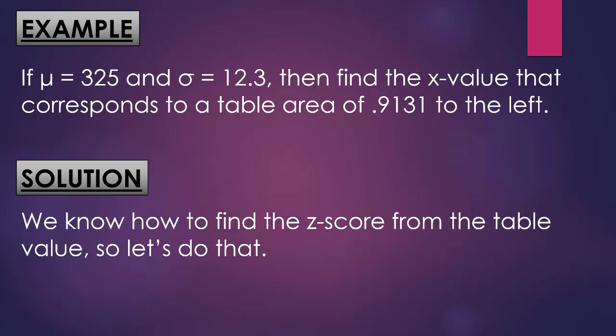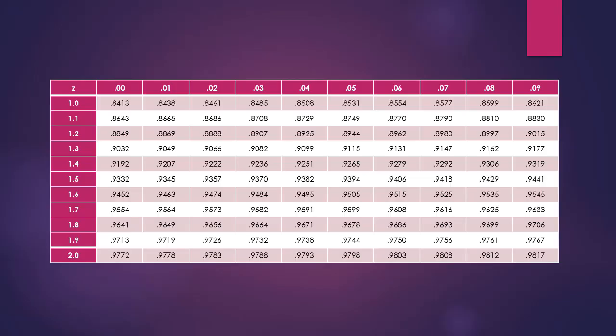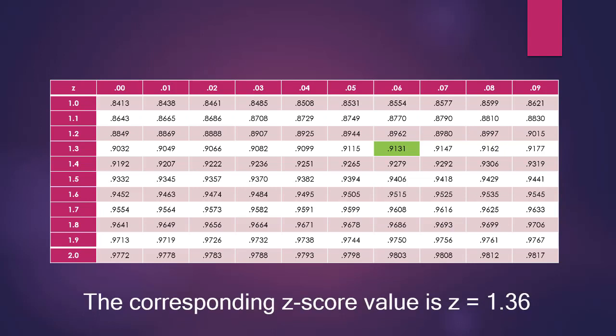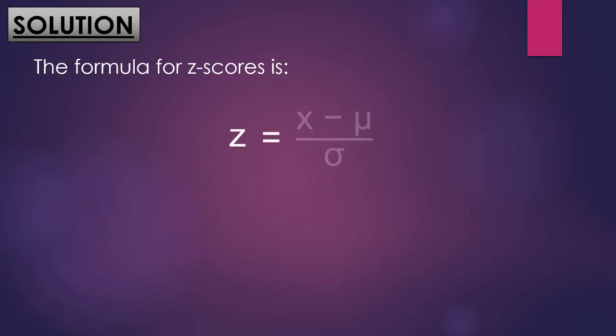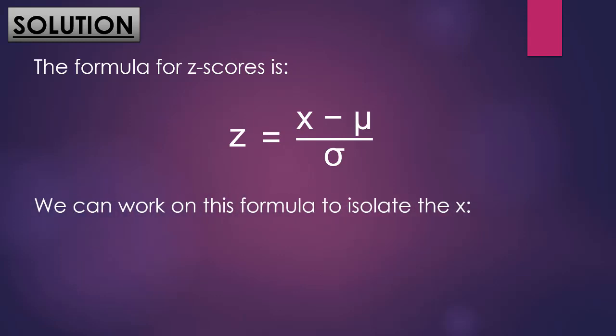So we're going to start by looking up the 0.9131 because it's area to the left on the table. So we look for 0.9131. There it is. That z-score is 1.36. Okay. So once we know that the z-score is 1.36, we can look at the z-score formula. Z equals x minus mu over sigma. If we do a little bit of algebra, we should be able to isolate the x in this equation.